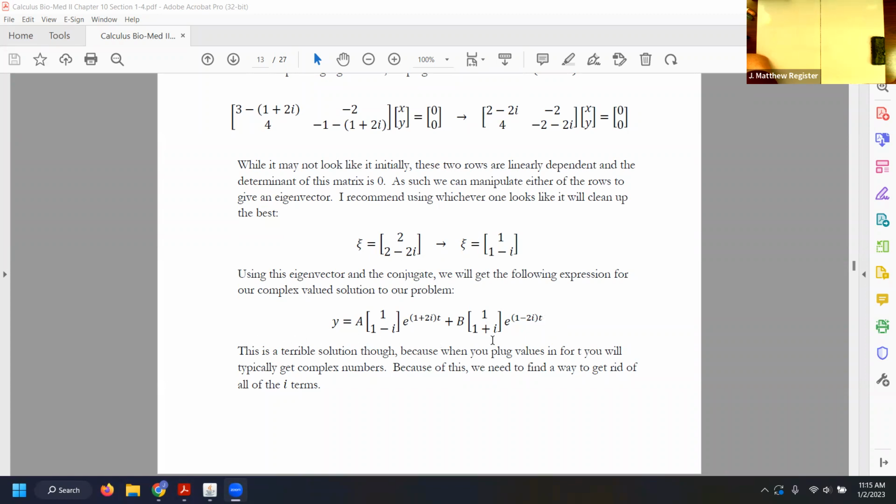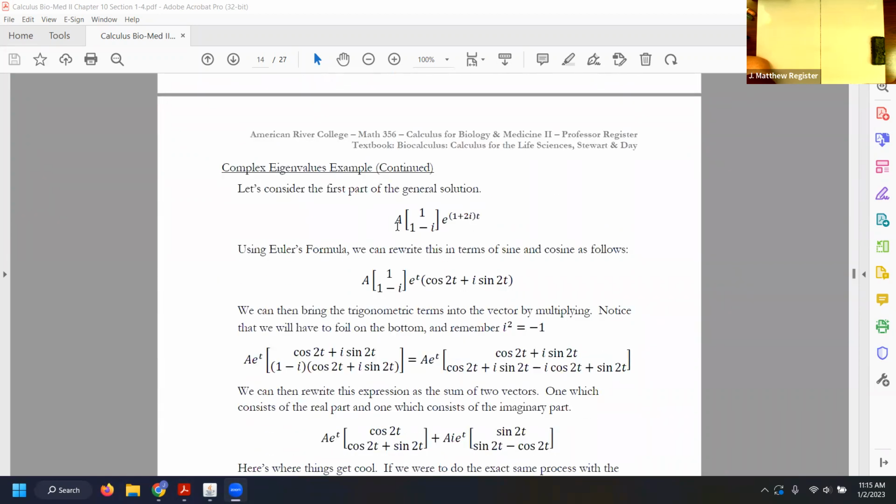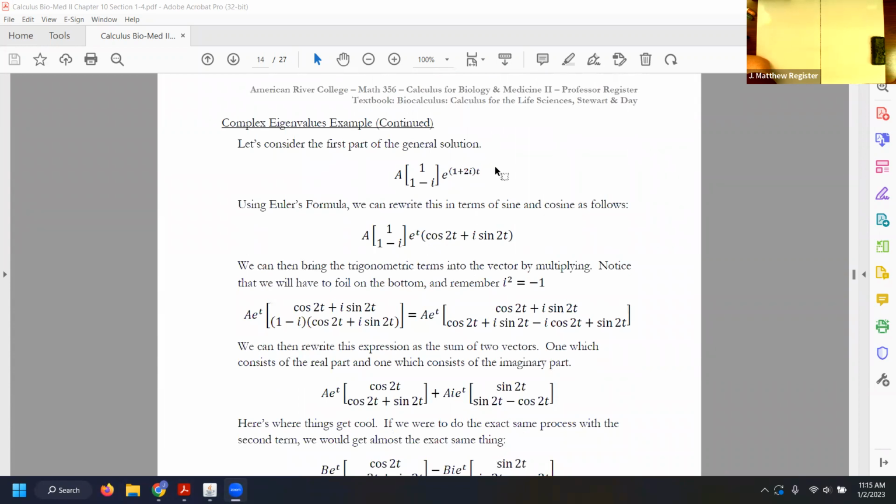It's a terrible solution. And so let's clean it up. The way we're going to clean it up is by basically tossing out our second term. We're just going to look at the first term. And so the first term looks like this: a times (1, 1 minus i), e to the (1 plus 2i)t. We can rewrite this in terms of cosine and sine. And so we are going to get a times (1, 1 minus i), e to the t, times cosine of 2t plus i sine of 2t. Well, we can then distribute everything in and get a little bit of a mess.